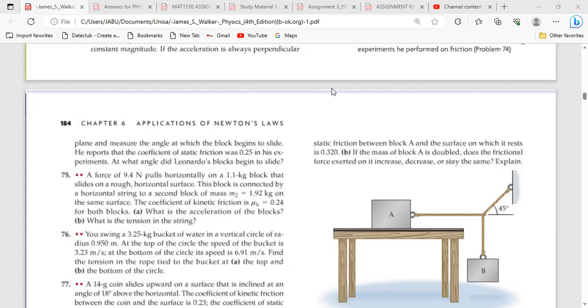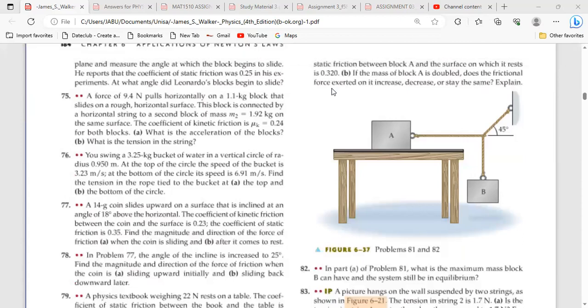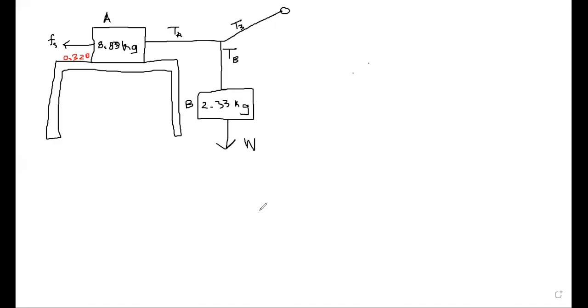So this thing is like this. They say we must find the frictional force. I've already drawn this. So let's go and find that frictional force.